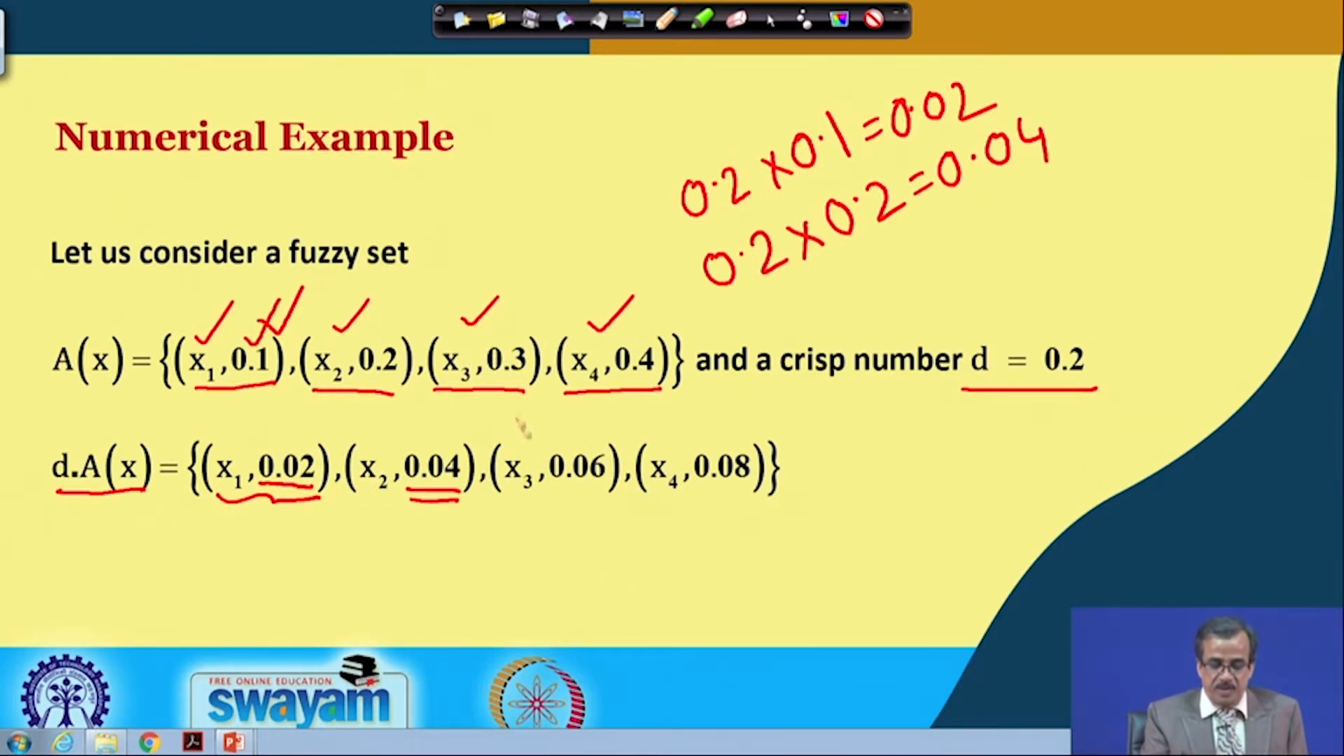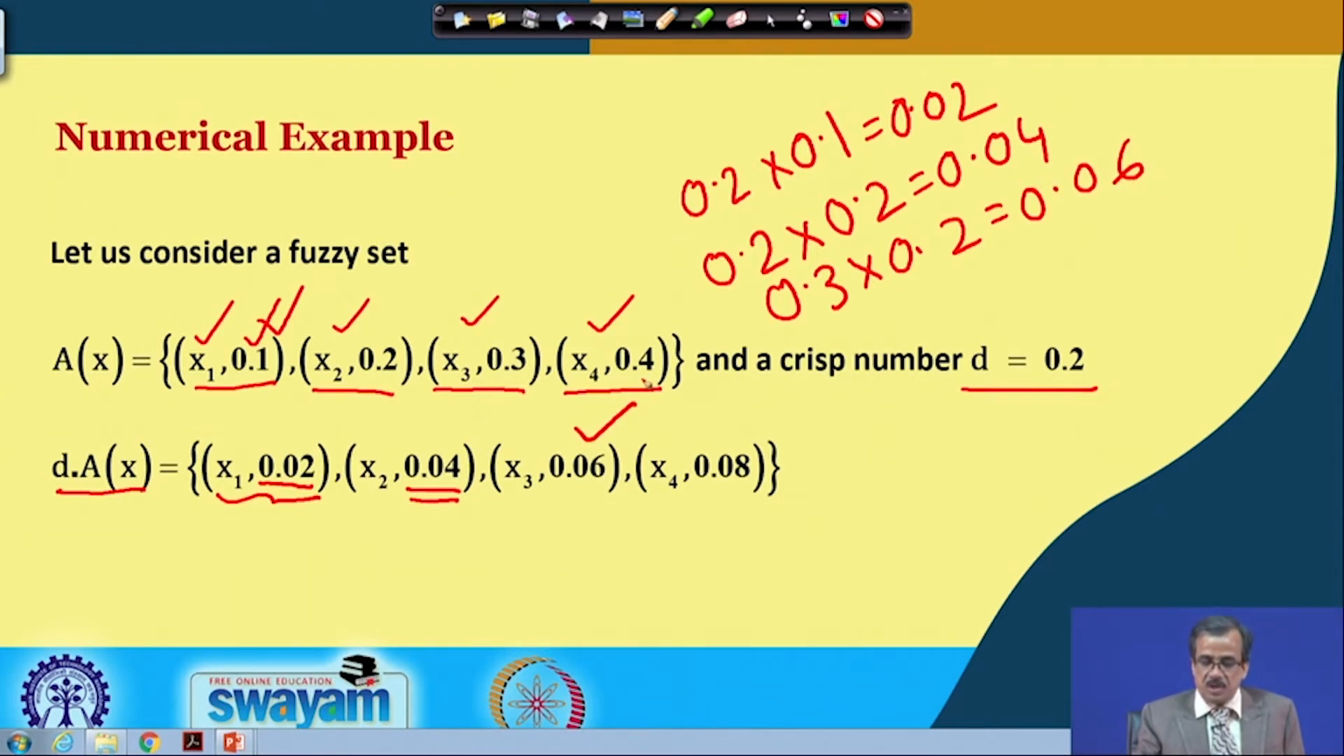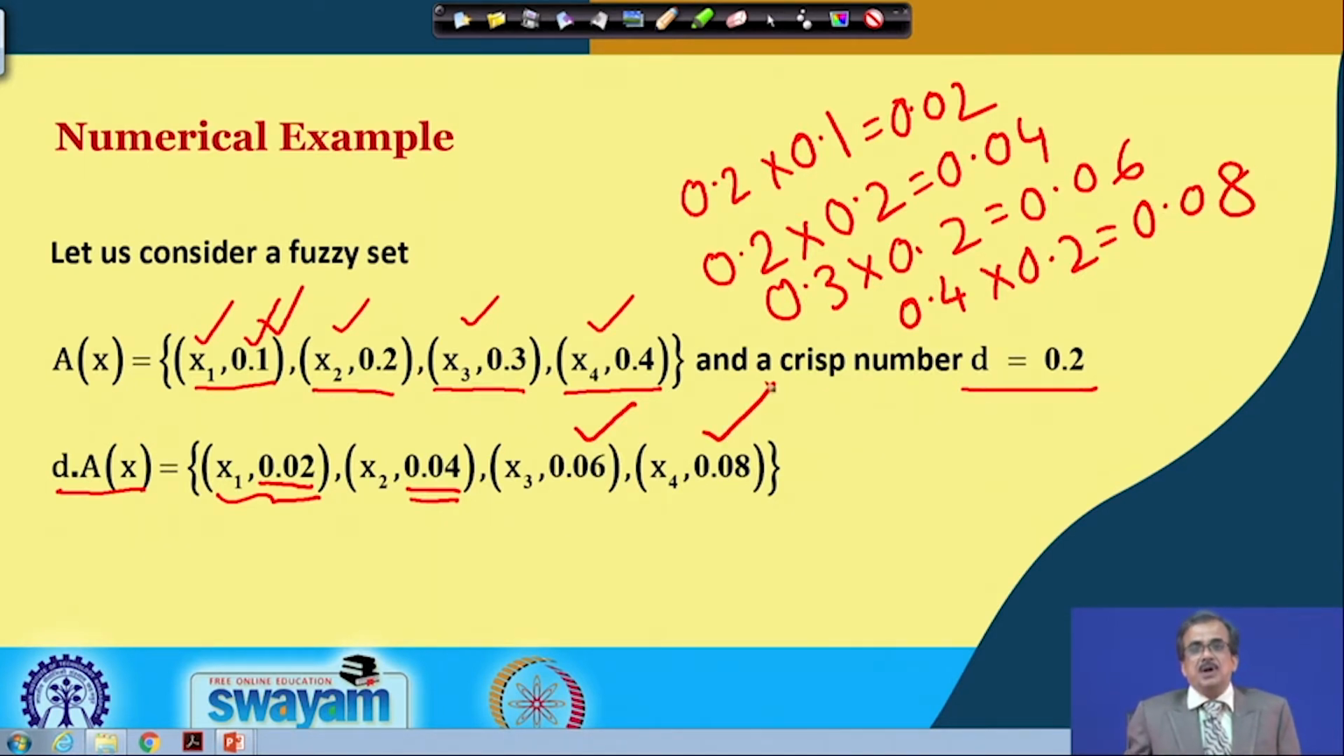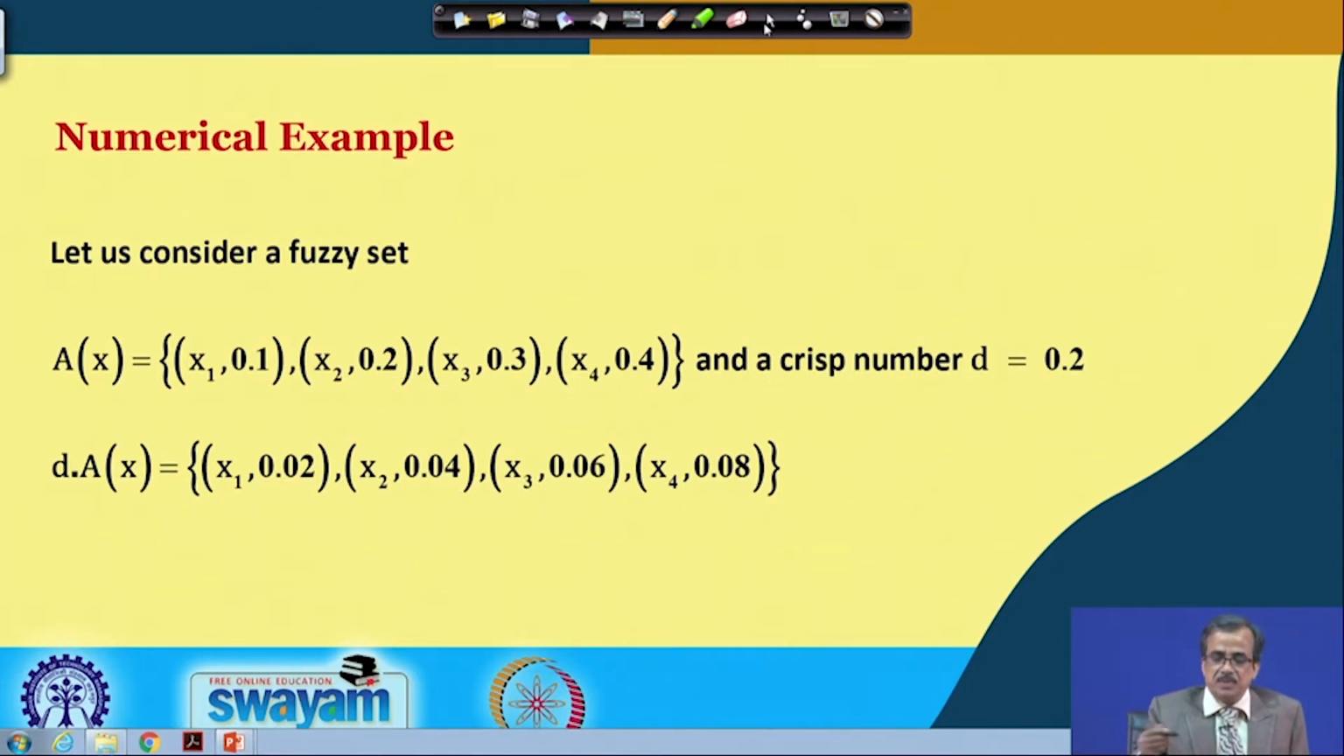Similarly, corresponding to x3, we will have 0.3 multiplied by 0.2 and that is nothing but 0.06. Then corresponding to x4, we will have 0.4 multiplied by 0.2 and this is nothing but 0.08. So, corresponding to x4, we will be getting 0.08.